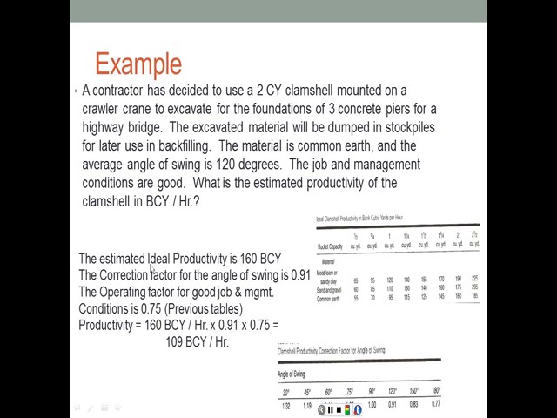So, the estimated ideal productivity for a 2 cubic yard clamshell in common earth is 160 bank cubic yards per hour. The angle of swing is 120 degrees, so the correction factor for the angle of swing is 0.91, and the good job and management conditions from the previous tables is 0.75. Therefore, the production rate is going to be 160 bank cubic yards per hour times 0.91 times 0.75, and that gives 109 bank cubic yards per hour.